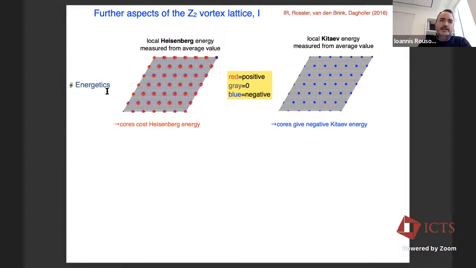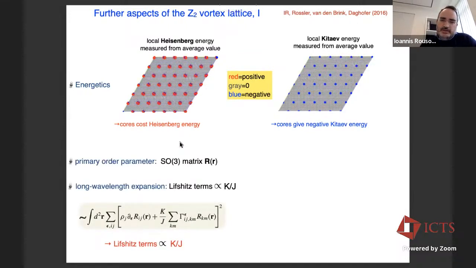So you can look at energetics. You can draw, let's say, how much excess energy you have around the centers of these domains, or the cores of the Z2 vortices. And what you see is that the cores, of course, cost Heisenberg energy, but give a negative energy contribution from the K-type interactions.